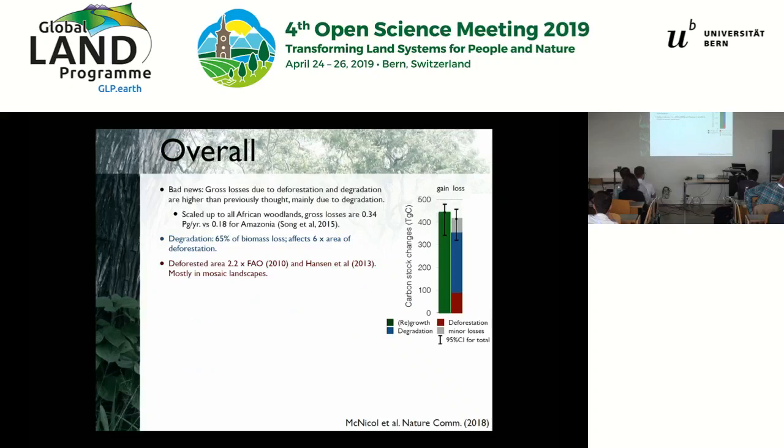So to start to wrap up, the bad news is that emissions are much higher than previous estimates, because if you include degradation, you get a much larger number, but also because we come up with higher numbers for the deforestation rate. If you crudely scale that up to all of the African woodlands, that makes the region a much bigger gross source than the Amazon, for instance. And that's largely because we're including degradation. I mean, you can see that bar there is substantially bigger than the red.